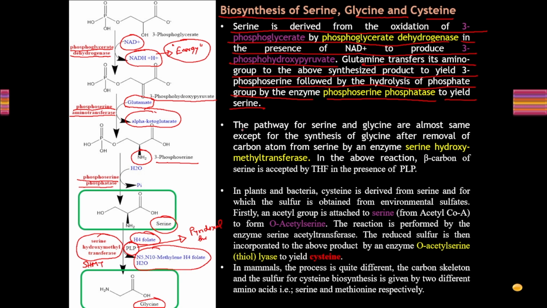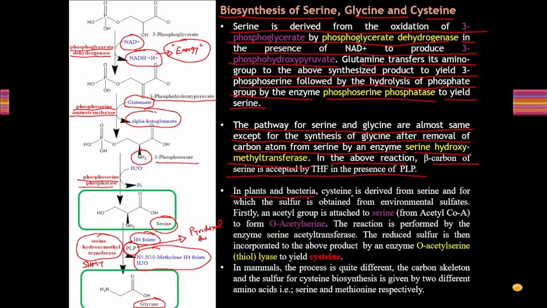So the pathways for serine and glycine are almost the same, except for the synthesis of glycine after the removal of a carbon atom from the serine by an enzyme called serine hydroxymethyltransferase. In the above reaction, the beta carbon of the serine is accepted by the tetrahydrofolate in the presence of PLP.